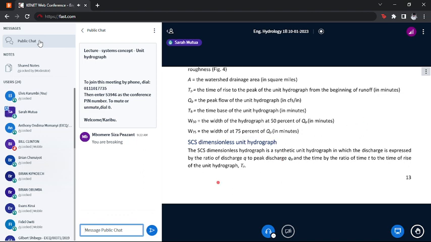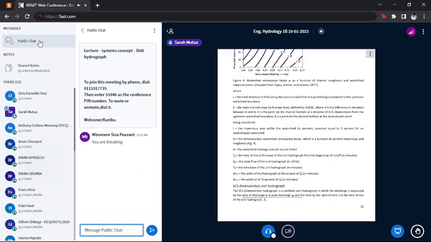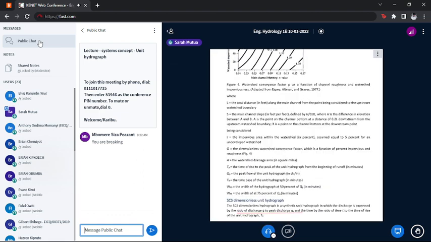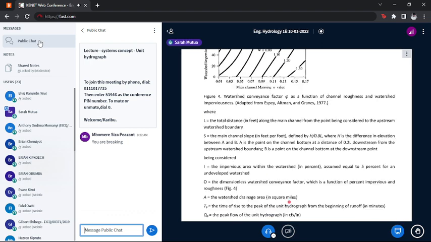So the SCS dimensionless hydrograph is a synthetic unit hydrograph in which the discharge is expressed by the ratio of discharge Q to peak discharge QP, and the time by the ratio of time T to the time of rise of the unit hydrograph TP. The following diagram should help us explain this concept a little bit clearer.